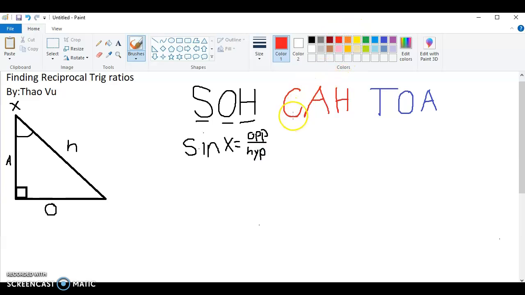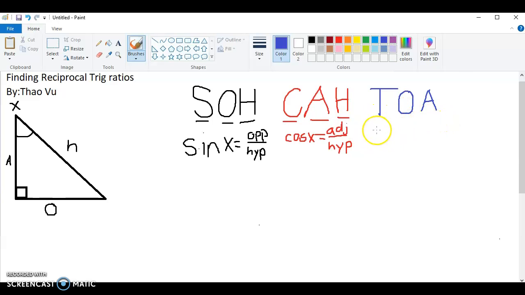Moving on, the ka part of the phrase stands for cosine. And we'll use the example to show. So cosine of an angle equals adjacent over hypotenuse. C standing for cosine, A standing for adjacent, and H standing for hypotenuse.